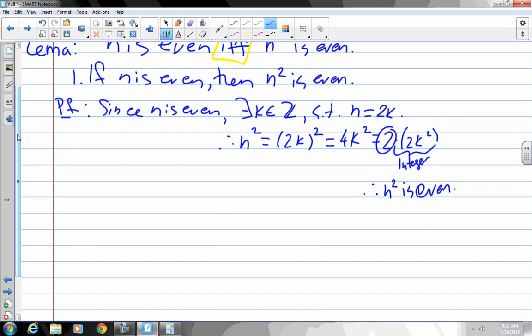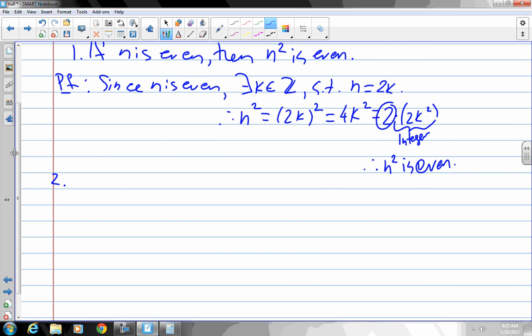To show the other direction, if n squared is even, then n is even. How can we do that? Think about it. From everything that we've done so far, you should at least be able to get started, write a few sentences, and hopefully get stuck, and then realize that it's not easy. But how would you get started? You know, what do we know? This is given, right?